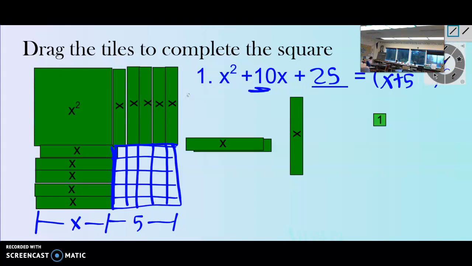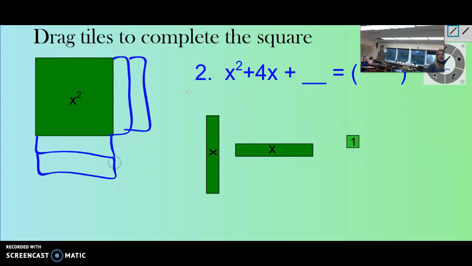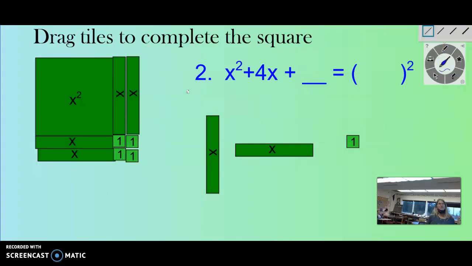All right, so again, if you think you split that 4x in half, put 2 of them along this side and 2 on this side, how many unit tiles am I going to have to add? Okay, so now we have x squared plus 4x. So I've already dragged these tiles over. I split the 4x tiles in half, so then I have to add a 2 by 2, or 4 unit tiles to that. So I'm going to add 4 to complete the square.